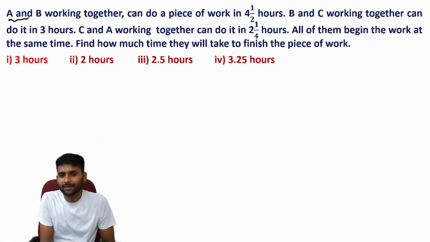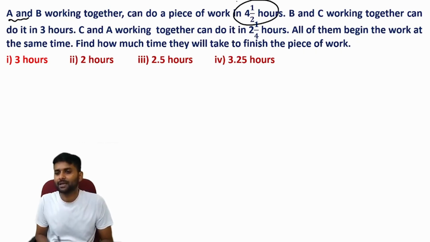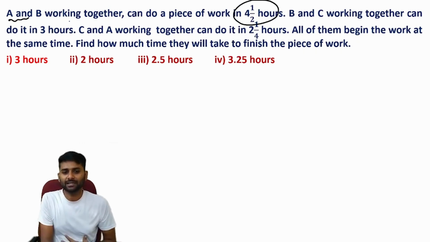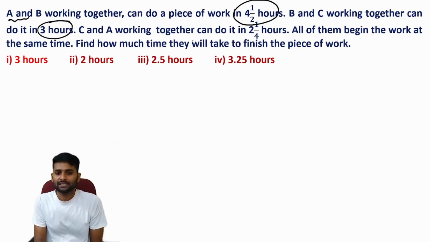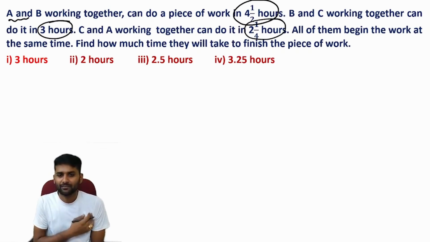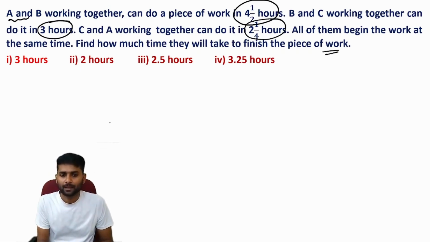This question: A and B working together can do the piece of work in 4 1 by 2 hours. BC working together can complete the work in 3 hours. CA working together complete it in 2 1 by 4 hours. If all of them work at the same time, find how much time they will take to finish the piece of work.